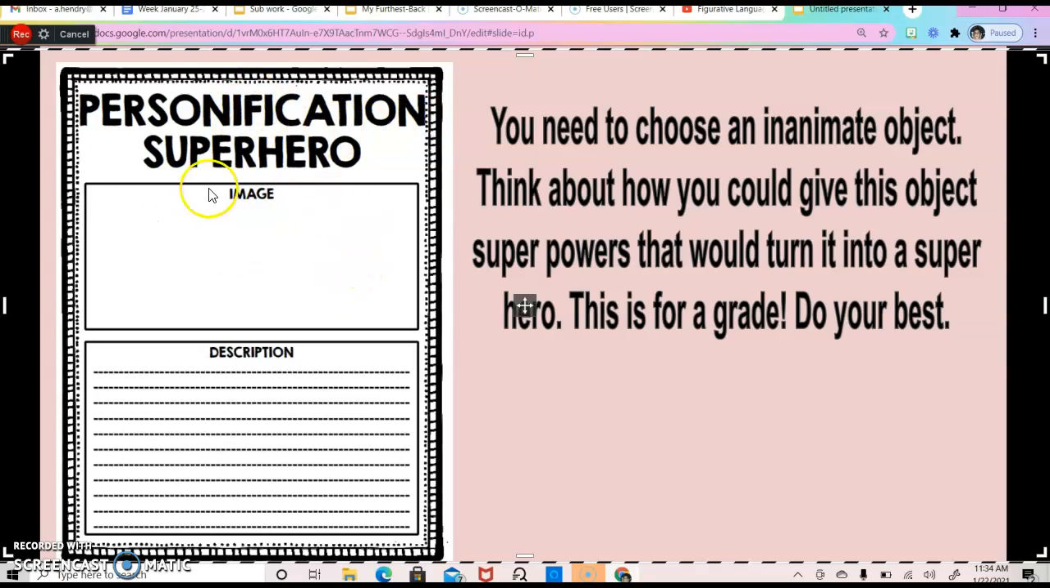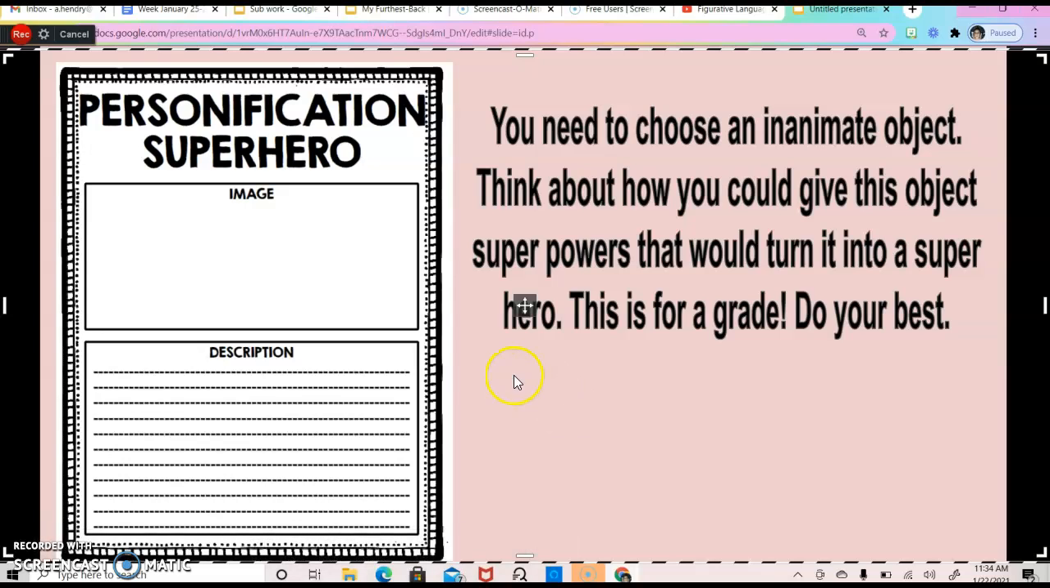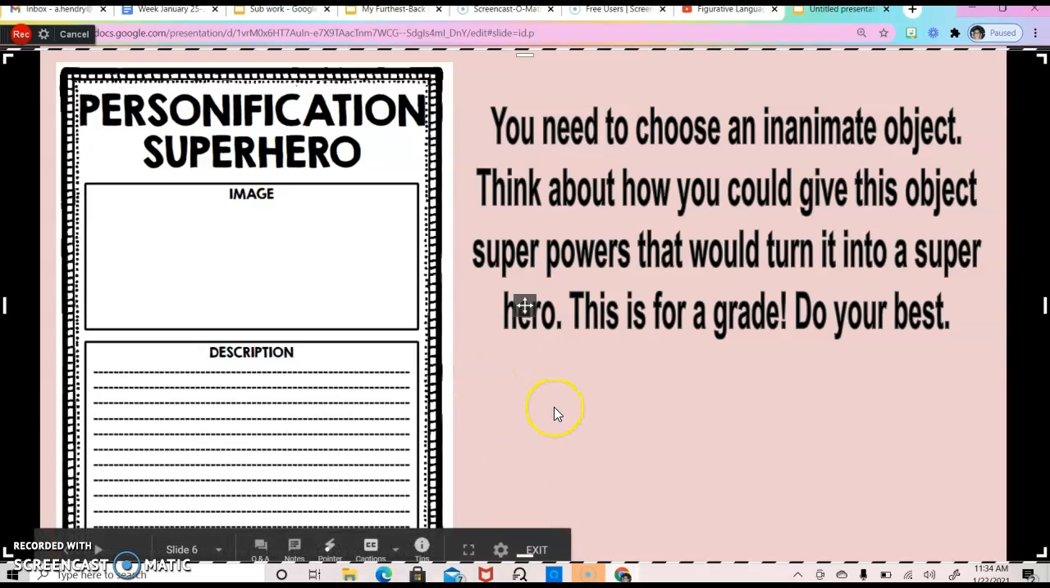You're going to draw a great picture in here. I know some of you may not be the best artists. Some of you may be awesome. That's awesome. But you are going to draw the best picture you can of your inanimate object superhero. And then you're going to fill up this whole thing, and you're going to not only write a description, but you're even going to write a short little story down here of what your superhero can do and what he saves somebody from, okay? So this is not hard, guys, but it should be fun. All right.